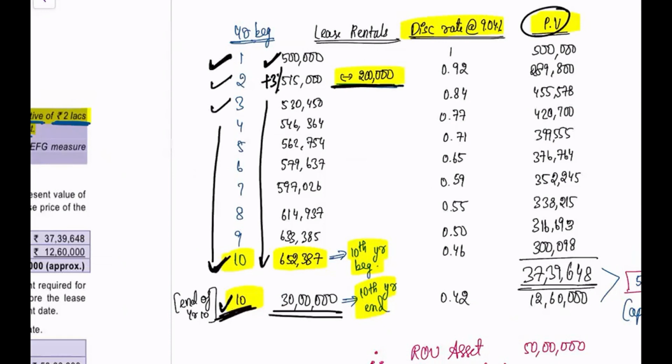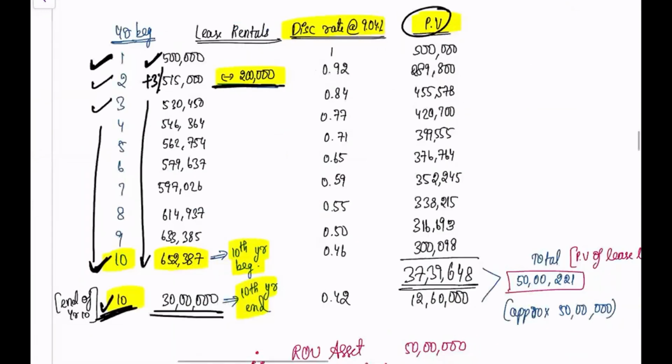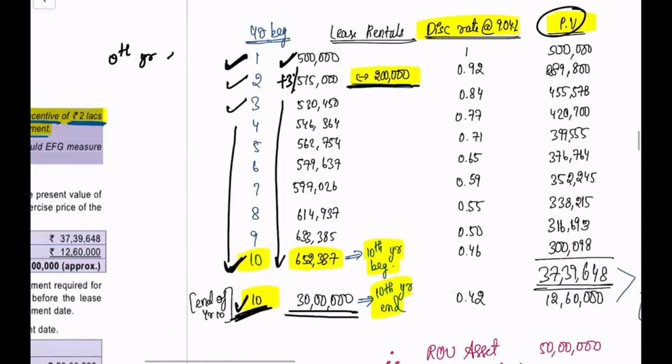So in the first year beginning, means what? 0th year end. So at 0th year end, will you discount something? The answer is no. It is already at the present value only. So discounting, you will only put as 1. So your present value will again be 5 lakh. Now let's take year 2 beginning. Year 2 beginning means first year end. First year end is equal to your year 2 beginning.